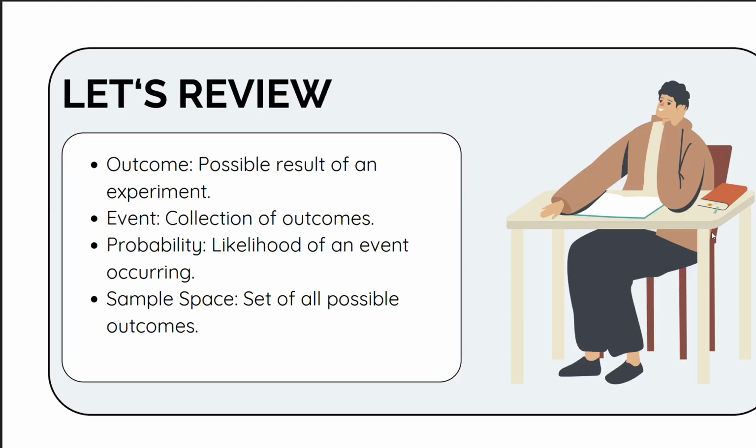Let's review it. Outcomes: possible results of an experiment. Events: a collection of outcomes. Probability: likelihood of an event occurring. And sample space: the set of all possible outcomes.